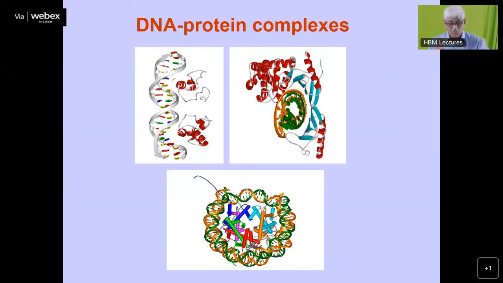Therefore, you can see how much the DNA can take different shapes, and the DNA structure therefore becomes very important to understand what is all happening.